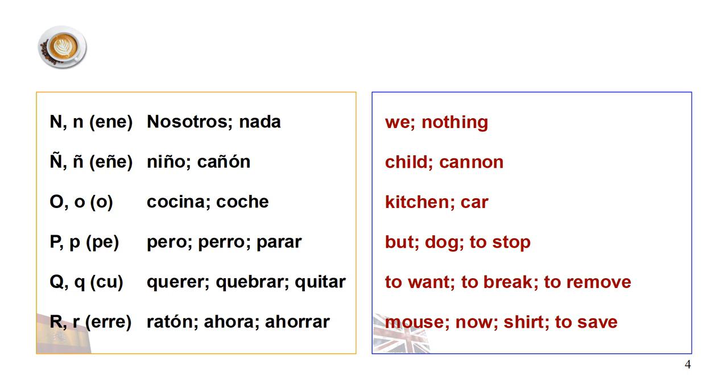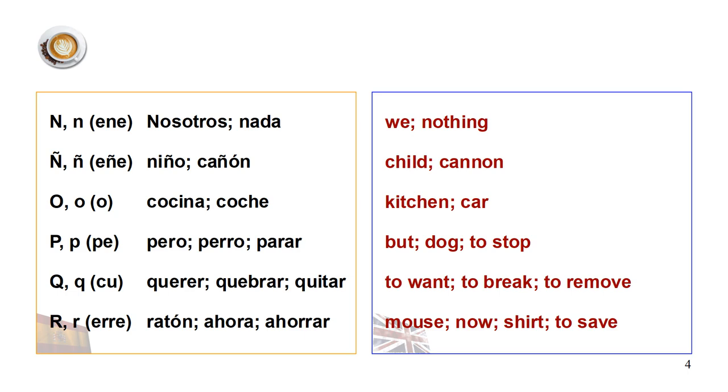Never say querer, quebrar, quitar. Never. That U in the middle between the Q and the vowel E or I is never pronounced. Let's go to our next letter and phoneme. R, R, R.